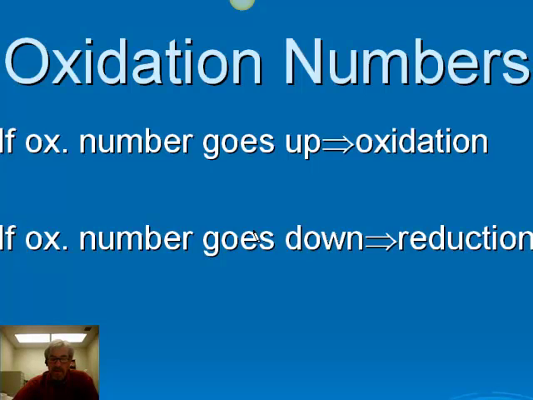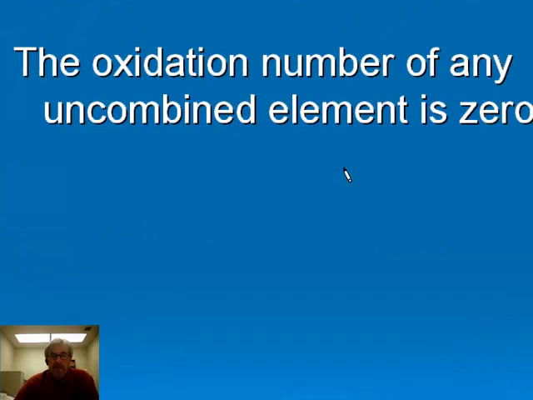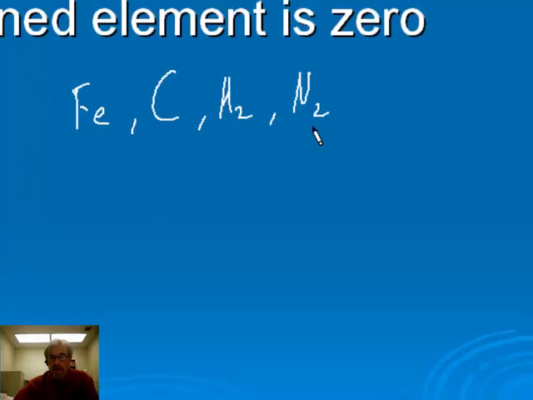So in order to be able to spot if oxidation or reduction are happening, we need to know what the oxidation numbers are. So I'm going to give you a set of rules for assigning what the oxidation numbers are in the reagents of a chemical reaction. First rule is the oxidation number of any uncombined element is 0. So if I have Fe in my equation or C, those would be zeros. But also something like H2 or N2 would be a 0. All these are 0 oxidation numbers because they're uncombined elements.